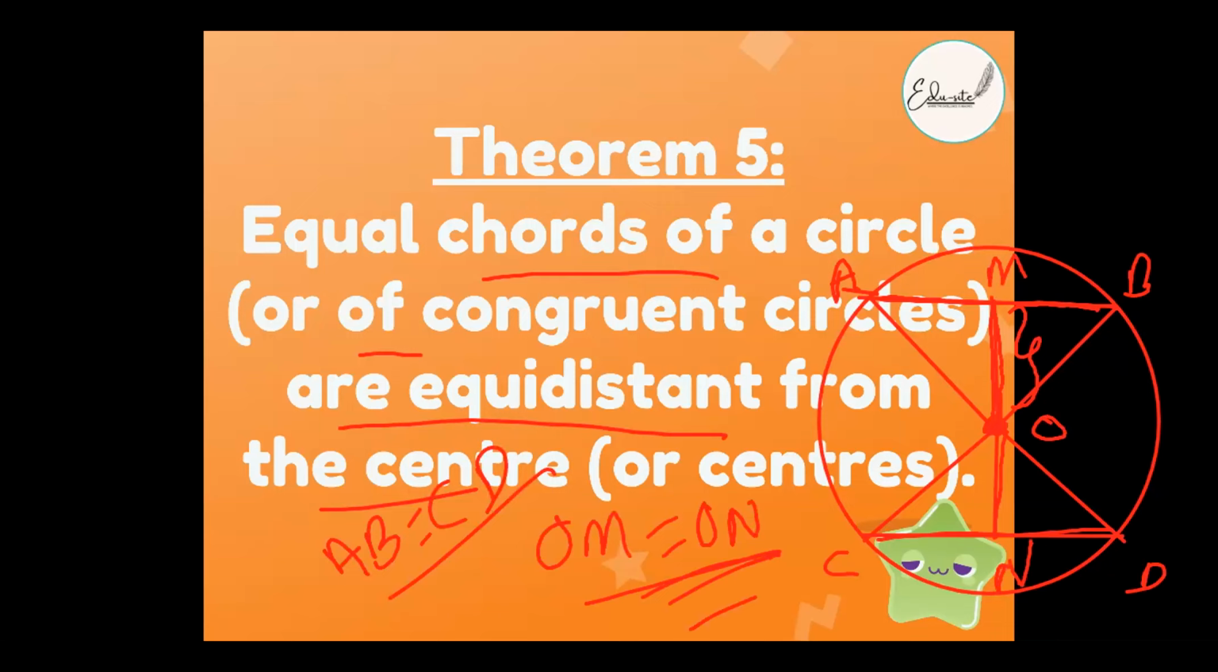You do not have to prove this, okay? What does theorem number 5 state? It is nothing but equal chords of a circle are equidistant from the center of the circle. Okay?